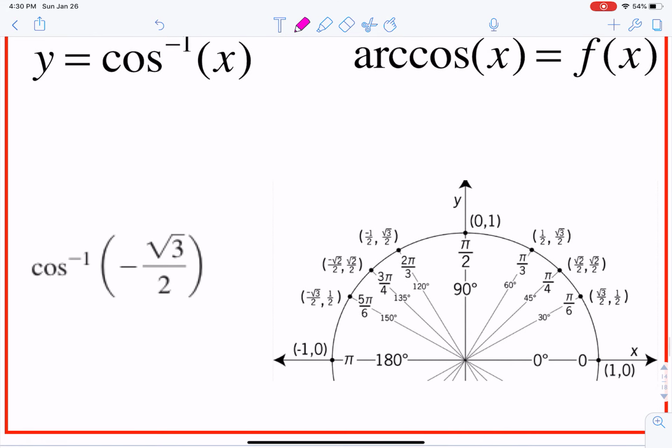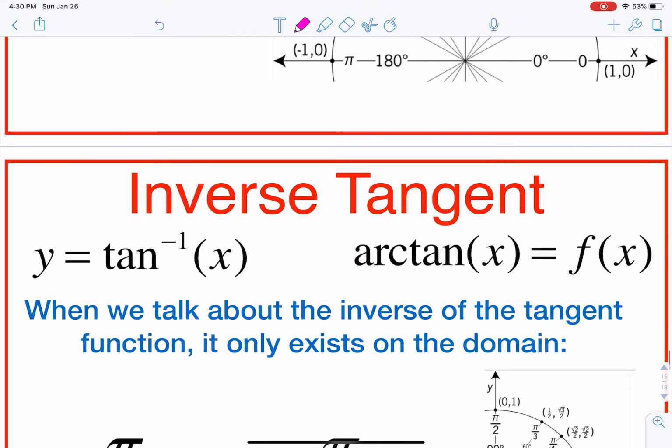Cosine inverse of negative square root of 3 over 2, so I'm looking for when my x coordinate is negative square root of 3 over 2. That happens here at 5 pi over 6 or 150 degrees. So my answer here is 5 pi over 6.